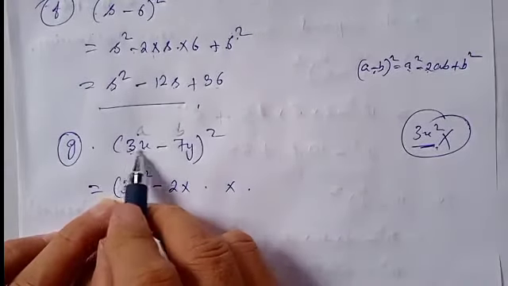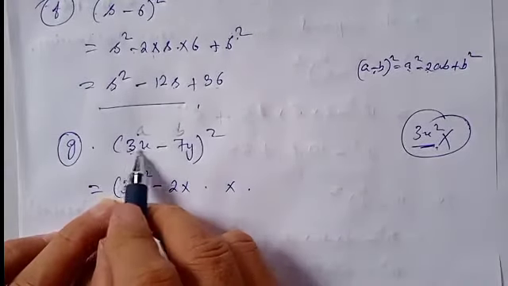Now letters x only 1, y only 1, plus (7y) the whole square. Both 7 and y are squared, okay? So first let's check 7 square. 7 square means 7 into 7, which is 49, right? What about y? Y square. Y into y is y square. First one x square, second is xy, third is y square. It has no like terms, so this will be the answer, okay?